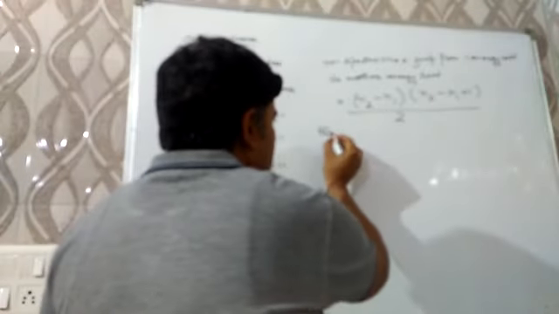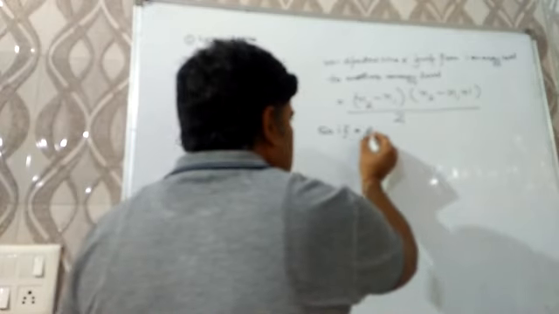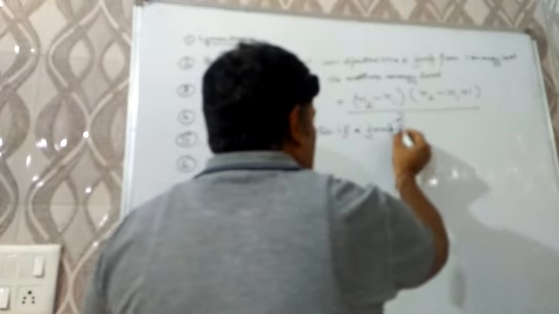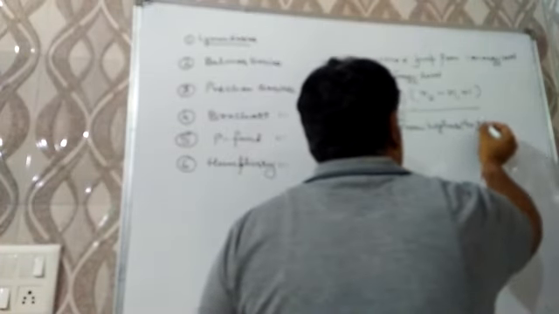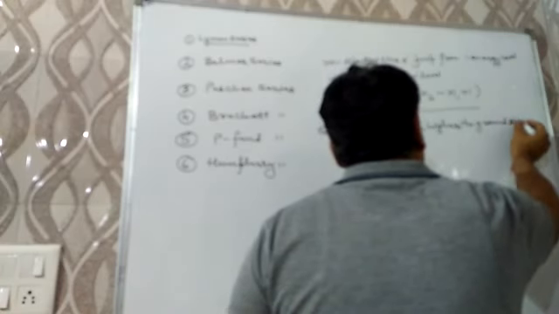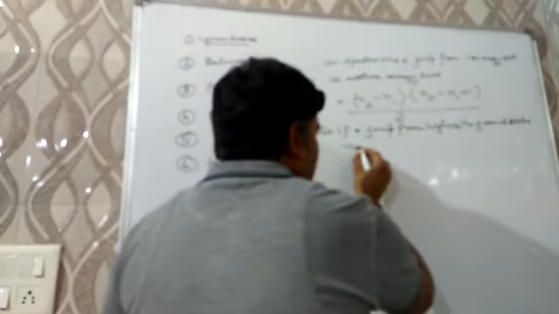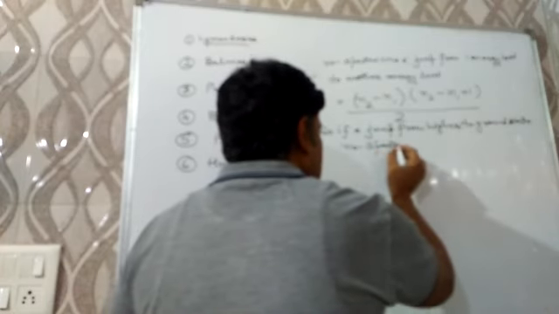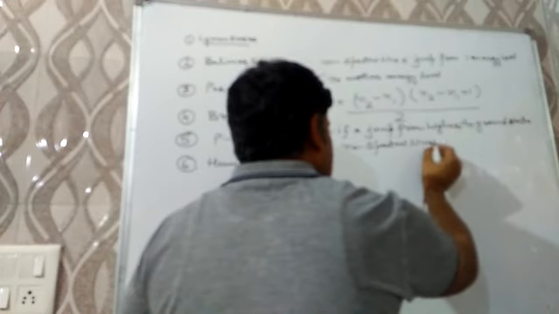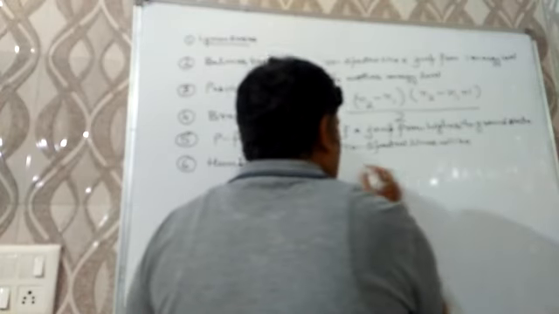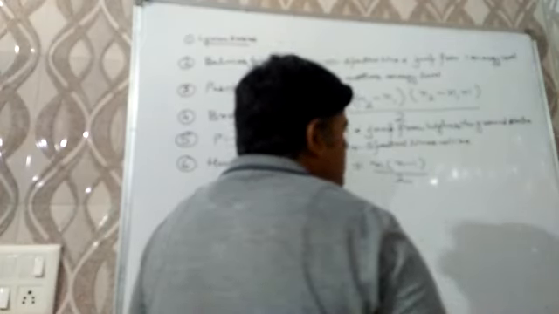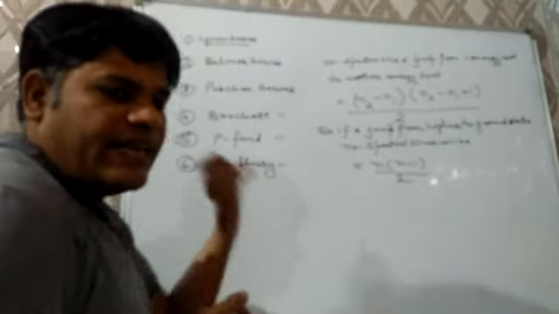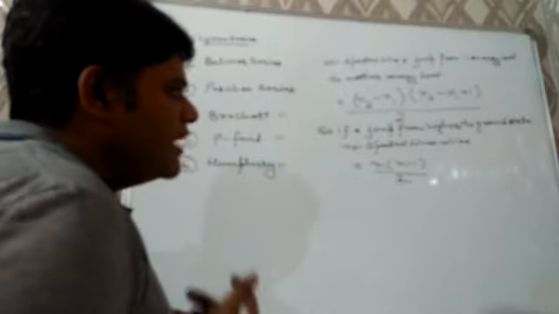So, if an electron jumps from a higher level to the ground state, the number of spectral lines will be n into (n minus 1) over 2, where n is the higher energy level. And now questions may be taken.